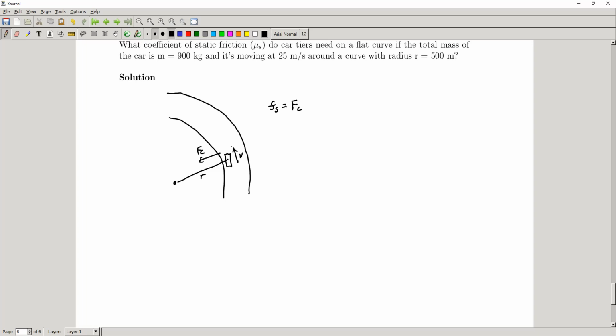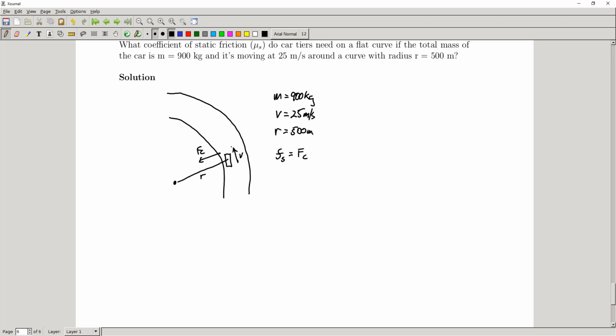And so because that's the case, we can start right away from this equation. Maybe I'll write down what we know here first. So we have m at 900 kilograms. We have v at 25 meters per second. We have r at 500 meters. We know that our force of static friction is what's providing our centripetal force.